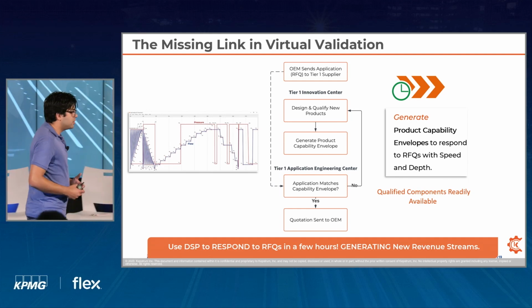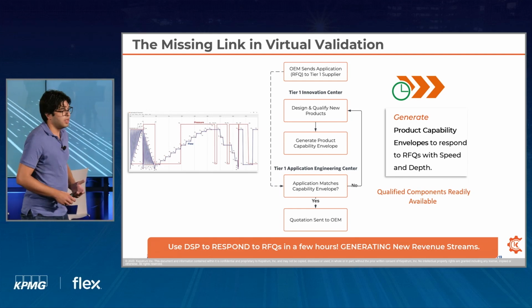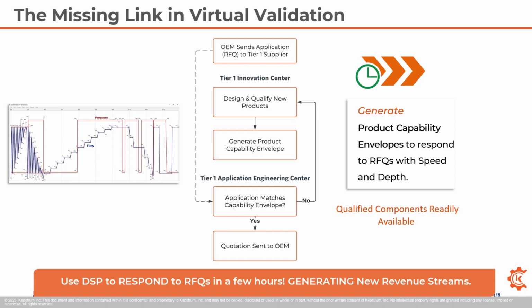And now OEMs are really transitioning to virtual validation. In the next 5 years, they're dropping design and verification plans. They no longer want to enforce the test. They just want to buy off-the-shelf products. So this gives you, as a tier supplier, the ability to take the application requirements and respond to RFQs, we say, in a matter of a few hours, giving you that speed, confidence, and depth to enter new markets and transition from ICE to EV. This here is a graph showing how you can respond to new applications. And if you cannot, then you just generate new product capability envelopes to enter those new markets.